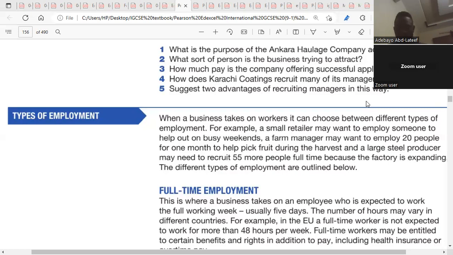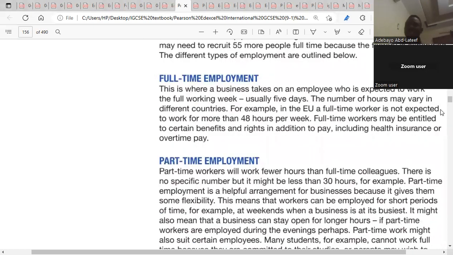That is clear, right? So the types of employment we have, here they said full-time employment. Talking about full-time employment, this means the individual will be working.